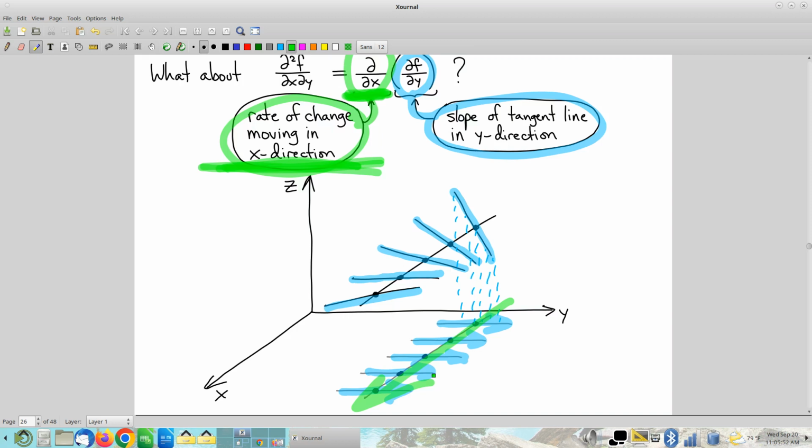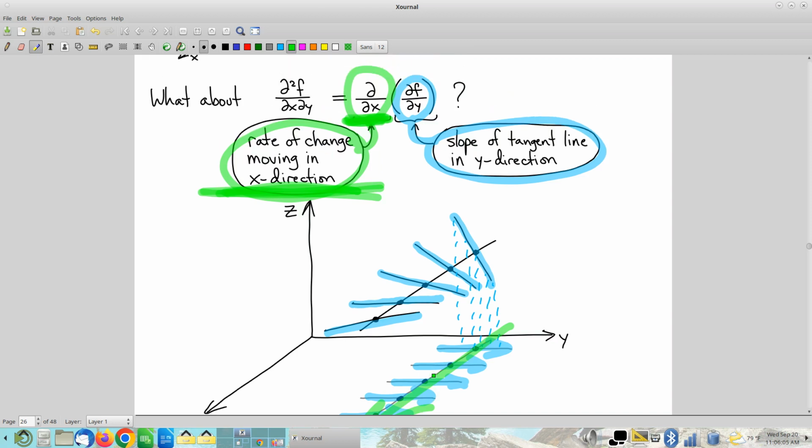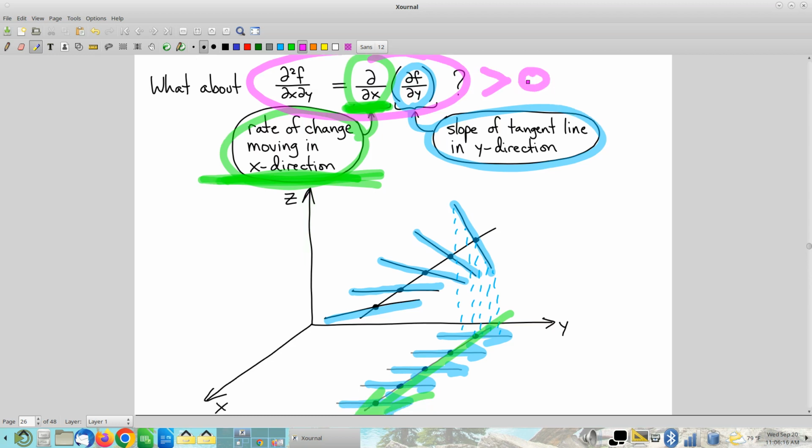So the rate of change in the x direction of these slopes appears to be positive. From what I have drawn here, we would infer this mixed second partial to be positive. This is what it looks like when you have a positive mixed second partial. And how would you describe this geometrically? The best answer that I have is it's a twist.